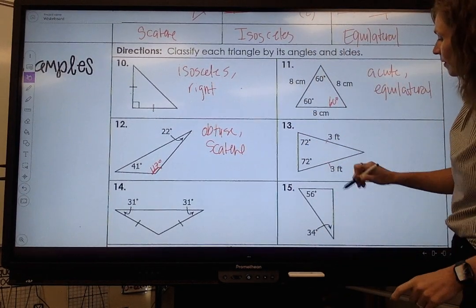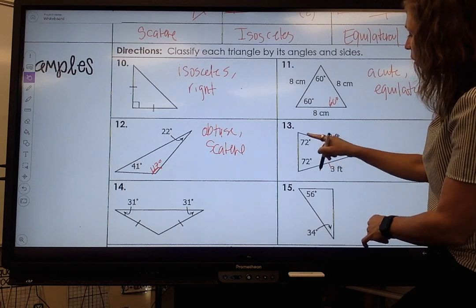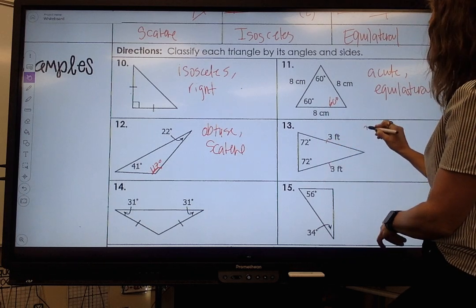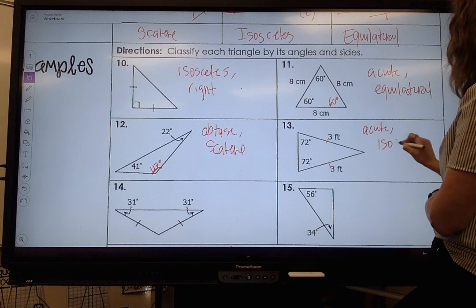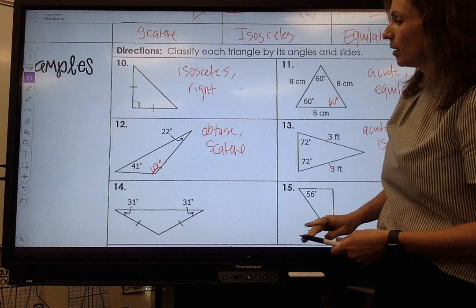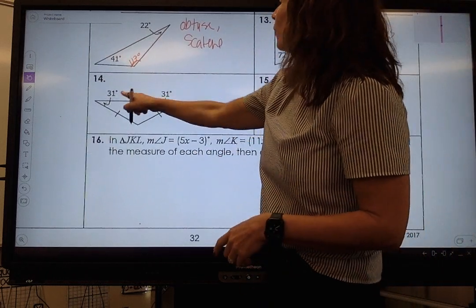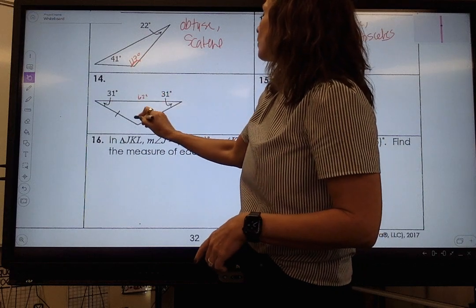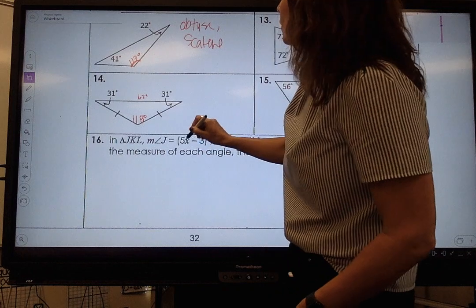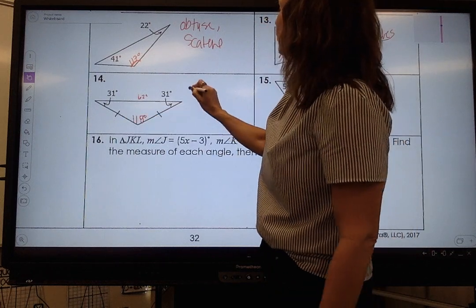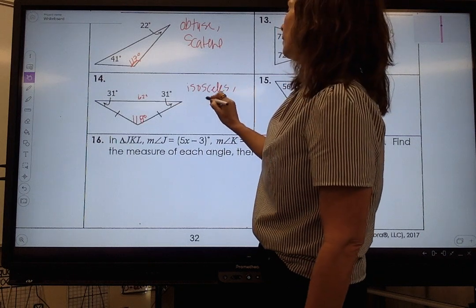Here, you've got two lines that are congruent. These are all less than 90 degrees, so this is an acute isosceles triangle. All right, look at number 14. 31, 31, that's 62, so this guy is 118. These sides are equal to each other, so I know it's two sides, so isosceles, obtuse.